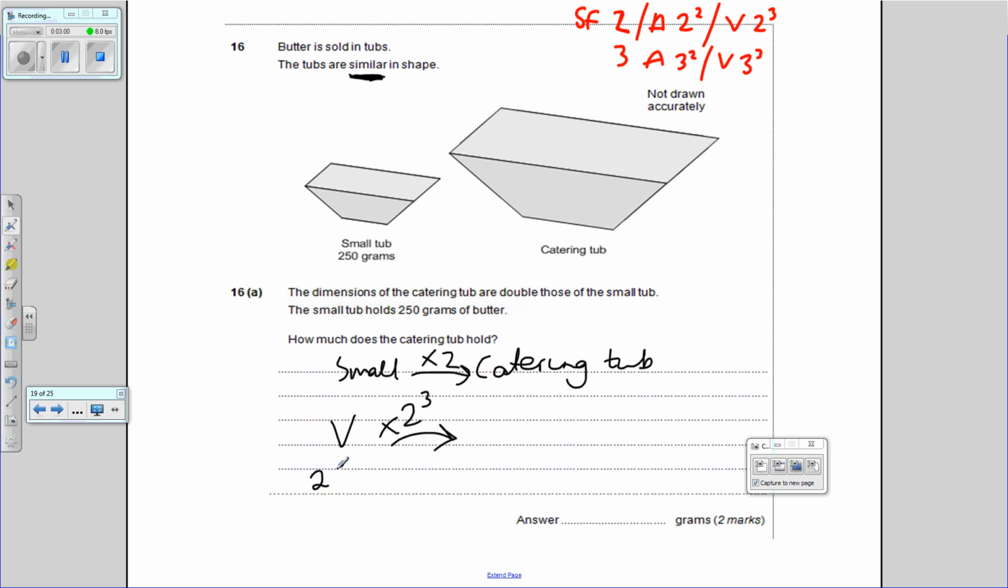Because it's 250, you have to multiply it by 8. 4 times 250 is 1,000, so that's going to be 2,000 grams. And that's all you have to do. It's only 2 marks because it's not difficult to compute, but it's really easy to go wrong. The most common mistake is that people read the question, see that the dimensions have been doubled, so they just double the amount, and it's not. When you're talking about volume, you have to do 2 cubed, so times by 8.